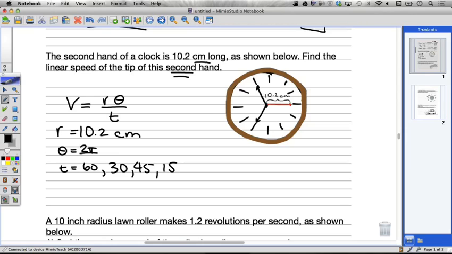What about 30? Look at the clock. How far is 30 seconds on the circle? It's half, so pi. What about 45?